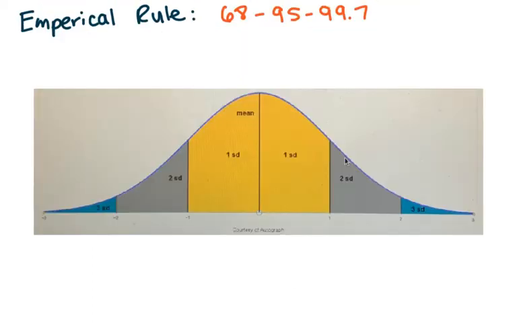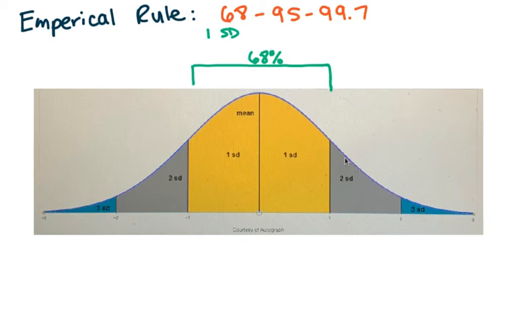All right, so the empirical rule. It's got a nice sounding catch to it: 68, 95, 99.7. What those numbers mean is that 68% of the data is going to fall within 1 standard deviation from the mean. That goes from 1 less than the mean to 1 more than the mean, so that's this yellow area here. So 68% of the data falls within that area.